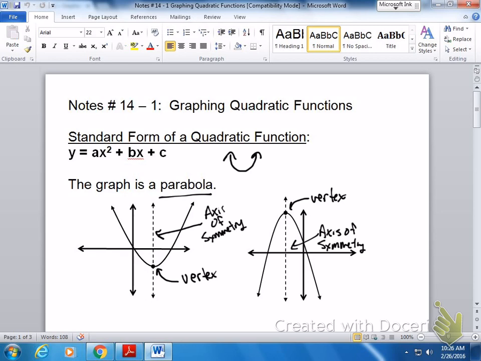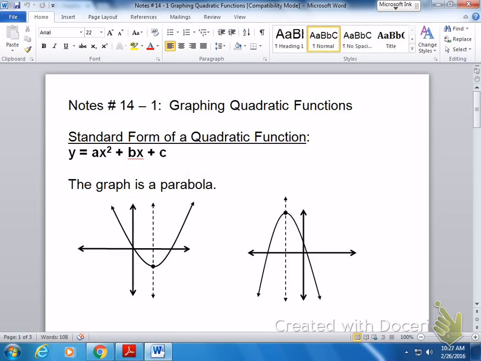Now you absolutely have to know those things. I could ask you on a quiz, label the vertex, label the axis of symmetry, or what shape is a quadratic function. You need to know vertex, axis of symmetry, and parabola. So now that you know the parts, let's work a couple of problems.